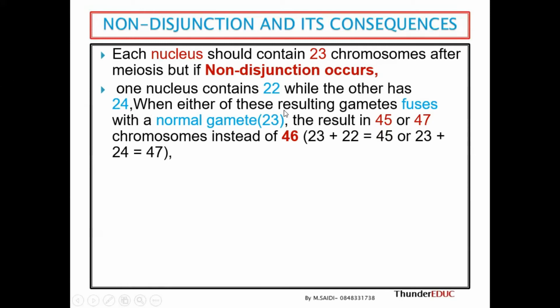When either of these resulting gametes fuses with the normal gamete, the normal gamete is 23. So now, if this fertilizes this, 24 and 23 is going to be 47. 22 and 23 is going to be 45. That's why they're saying that it results in 45 or 47 chromosomes instead of 46. 23 plus 22, you get 45. We have explained that. And 23 and 24, you get 47 instead of 46, which is 23 plus 23. So this will lead to a child having what you call Down syndrome.